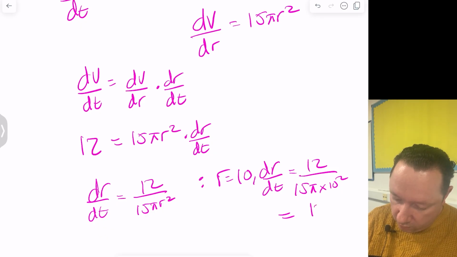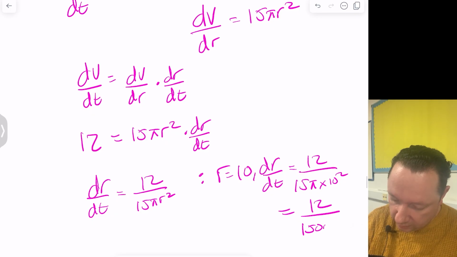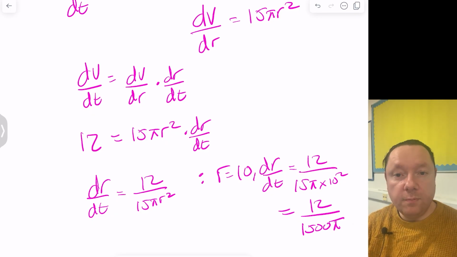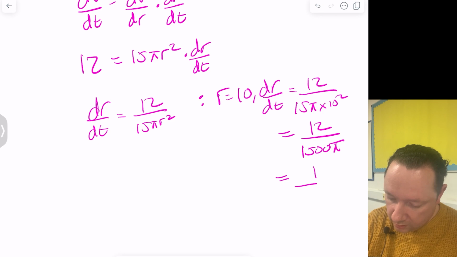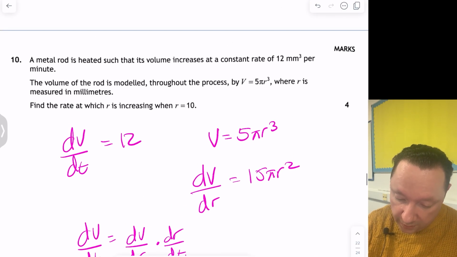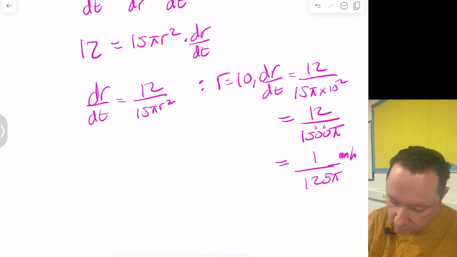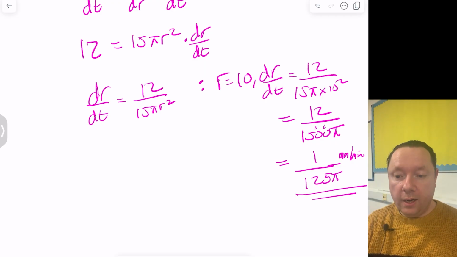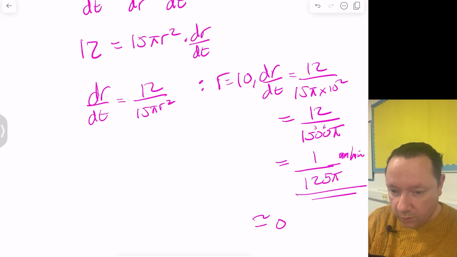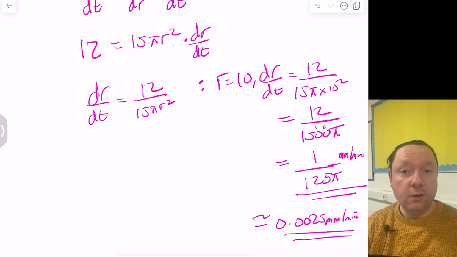That equals 12 over, 10 tens are 100, 100 times 15 is 1500, 1500 pi. You can simplify that if you want. 12 into 12 goes 1, 12 into 15 goes... 12 twos are 24, 12 fives are 60. 1 over 125 pi, and the units are millimetres per minute. Or you can put that all in a calculator and you get about 0.0025 millimetres per min. And you probably would have done that, so I'll put that there for reference.